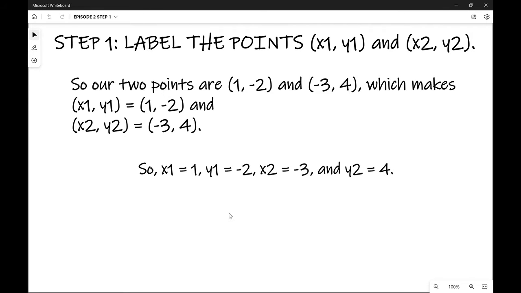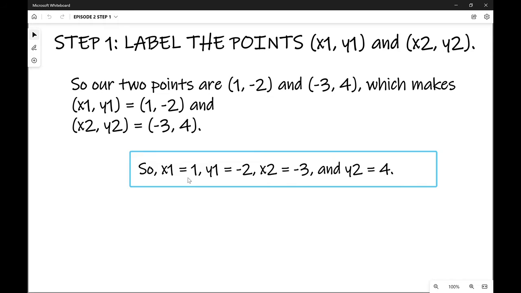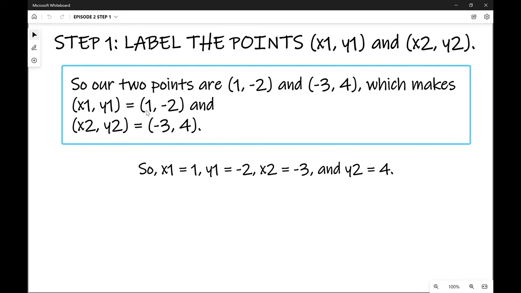Alright, so step 1, label the points x1, y1, and x2, y2. In our example, our 2 points were (1, -2) and (-3, 4). If we choose this to be point 1 and this to be point 2, then you would have x1, y1 being 1, -2, and x2, y2 being -3, 4, which would then mean that x1 is 1, y1 is -2, x2 is -3, and y2 is 4.